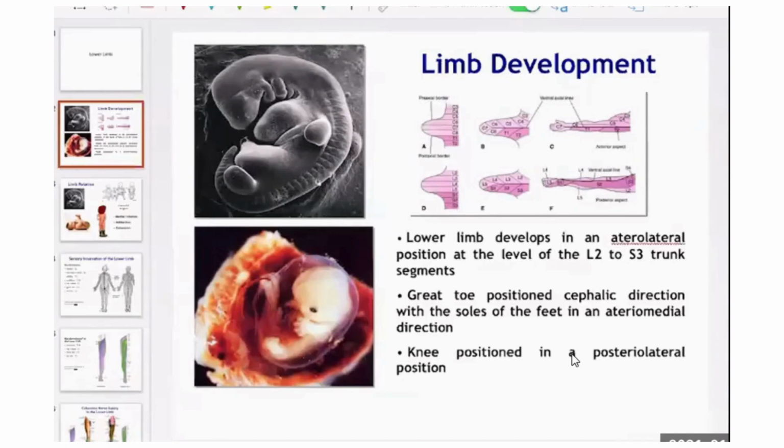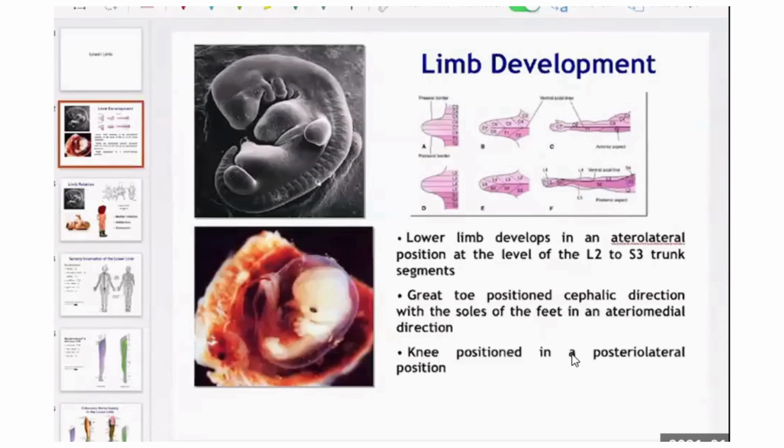So the great toe is positioned in the cephalic direction with the sole of the foot facing anteromedially. That's the reason here it is post-axial and pre-axial border. There is a difference from the upper limb: in the arm the flexors are anterior, here it is just opposite. Flexors are posterior, extensors are anterior.